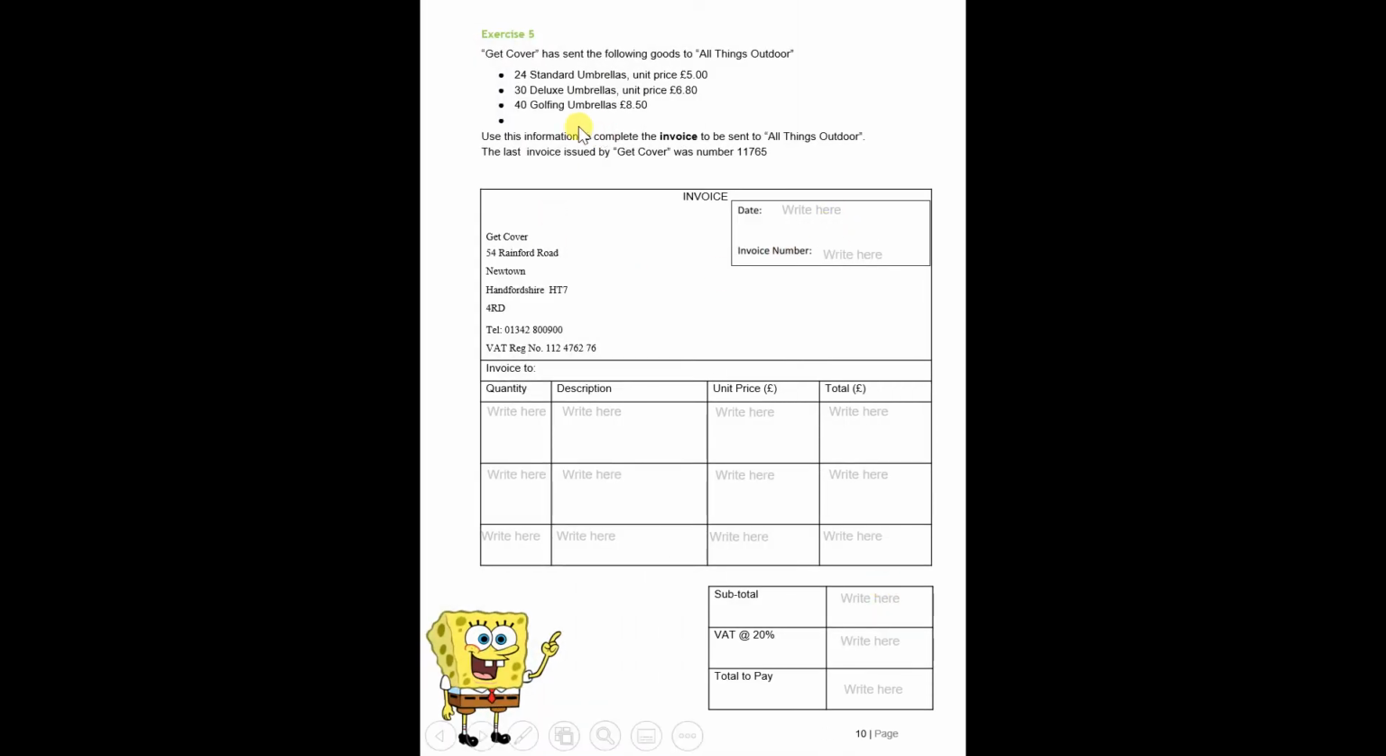Exercise 5. You're looking at Get Cover, who has sent the following goods to All Things Outdoor, and you need to complete the invoice. Now, on the last slide was where you last saw an example invoice. So flick back and forth so you can look at how it needs to be filled in. But remember, for this one, there's different details.